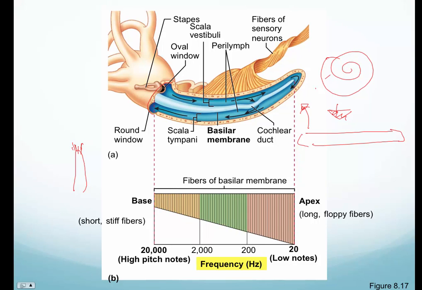okay, so all those fibers of those basilar membranes and those receptor cells, they're going to be much shorter and stiffer the closer you are to the vestibule compared to the ones that are farther away from the vestibule. So the ones farther away, they're going to be much longer and they're going to be floppier. Ones closer are going to be shorter and stiffer. And because of this, their length and whether they're stiff or they're floppy, this is going to give rise to the detection of high-pitched notes versus low-pitched notes. And so the ability to send down those vibrations are going to get picked up by each of these fibers.